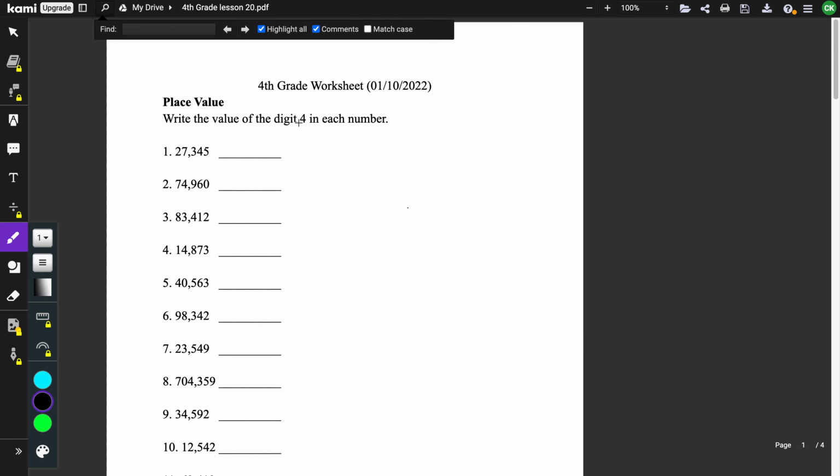It says write the value of digit 4 in each number. What that means is that looking at the digit where 4 is at, we're going to determine what place that's in. Looking at number 1, we see that that's at the tens place, so we're going to write tens. Number 3, we see that 4 is in the hundreds, so we're going to write hundreds. Number 5, we see that 4 is in the 10,000s.